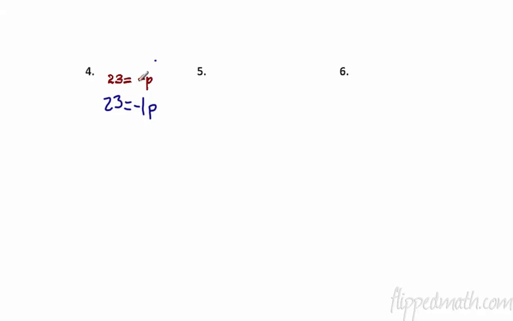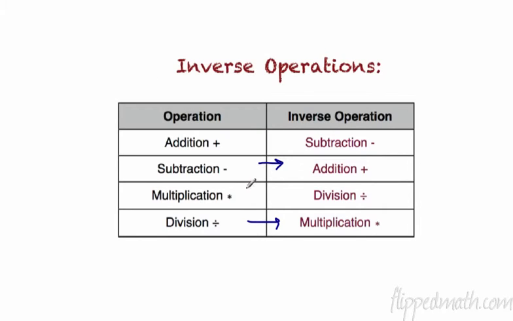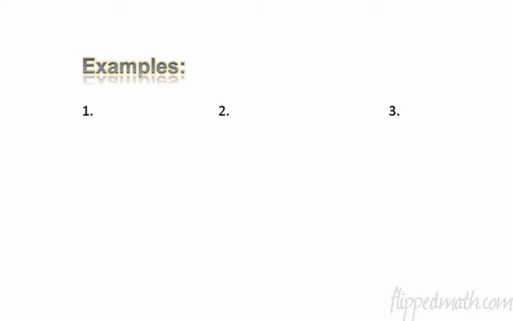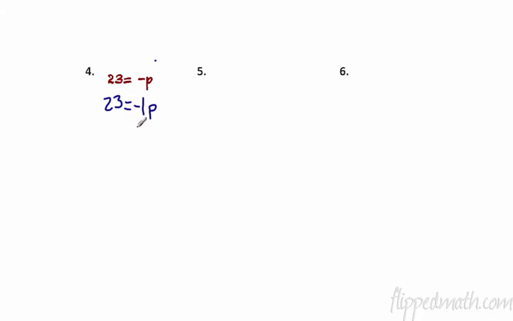And so, here's the rule. If you see a negative, just change it to a negative 1 right there. And now you can solve it. This is negative 1 times p. And so the opposite of multiplication is division. So that's what we're going to do to solve it. We're going to use division. We're going to divide by negative 1. And that's going to give us negative 23 equals p. And we're all done with that one. That is awesome. We're done. Now, you could also multiply by negative 1 on both sides. You're going to get the same answer there.